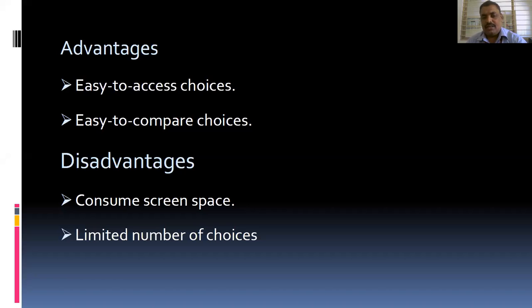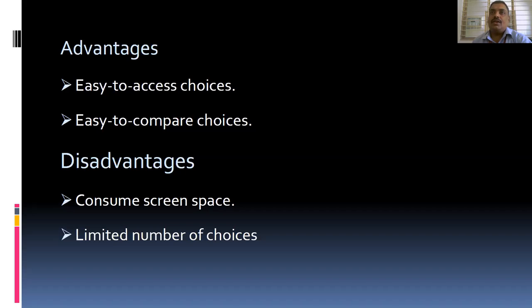Next, come to the drawbacks, the disadvantages. It consumes screen space and offers a limited number of choices. When you are giving multiple options, it consumes more screen space and provides a limited number of choices. So you can use this particular button only when there are 3 to 4 or fewer options. That time the radio box will be suitable.